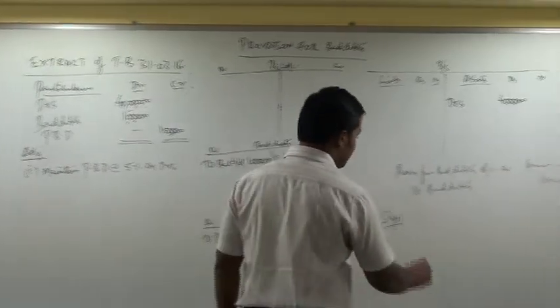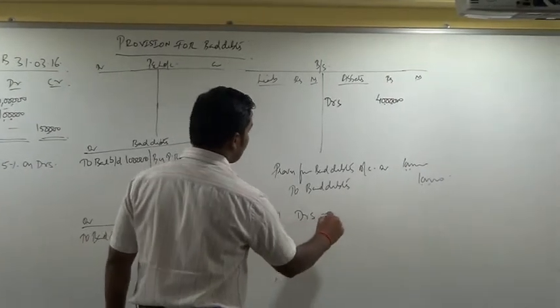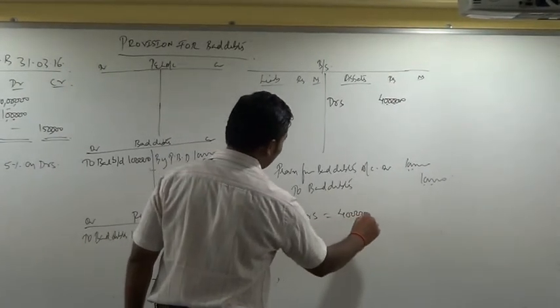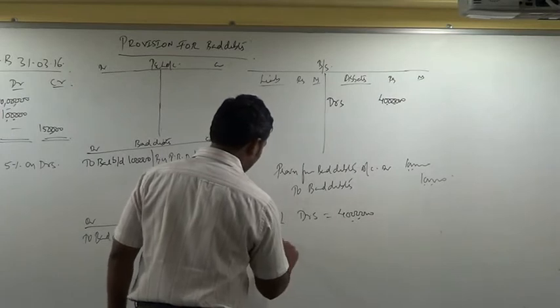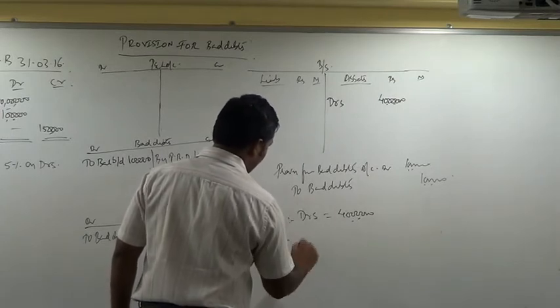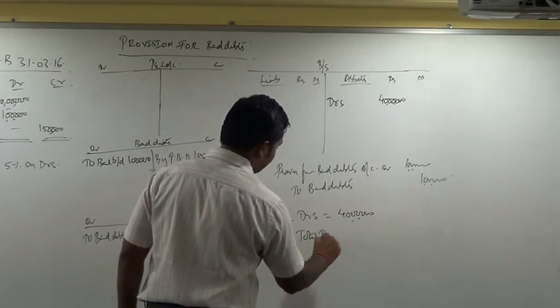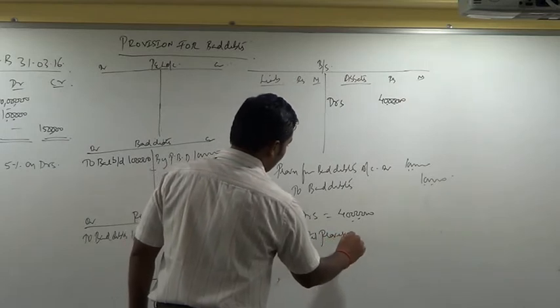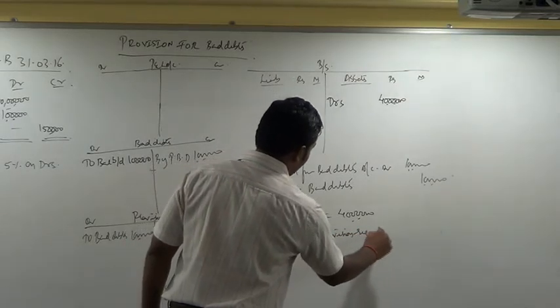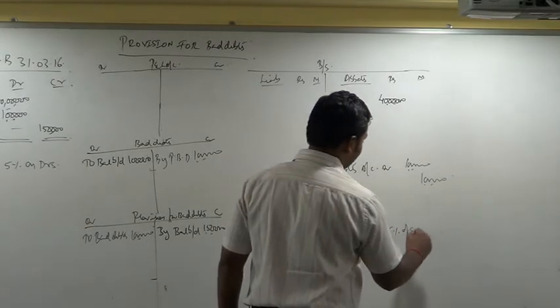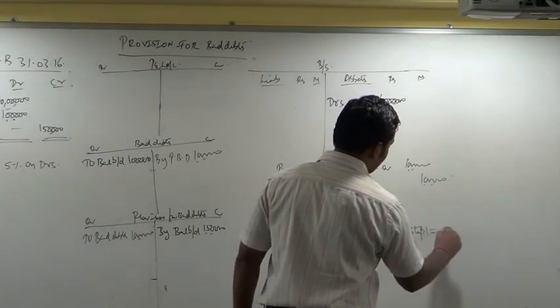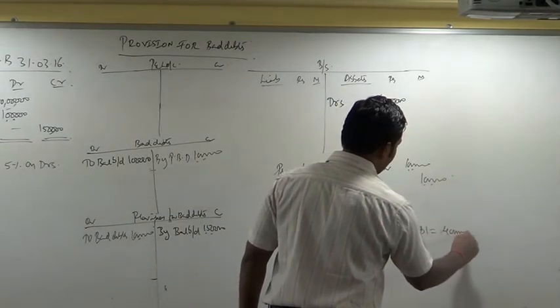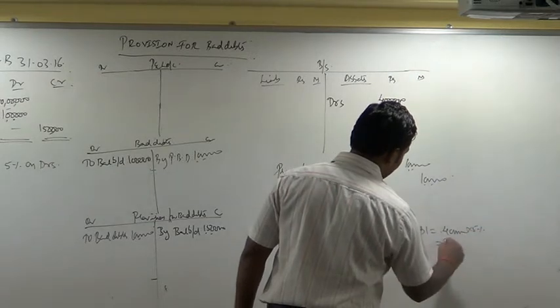Step 1. What is step 1? Debtors. How much? 40 lakh. Step 2. 5%. Total provision required. 5% of step 1. Very good. 40 lakh into 5% is 2 lakh.